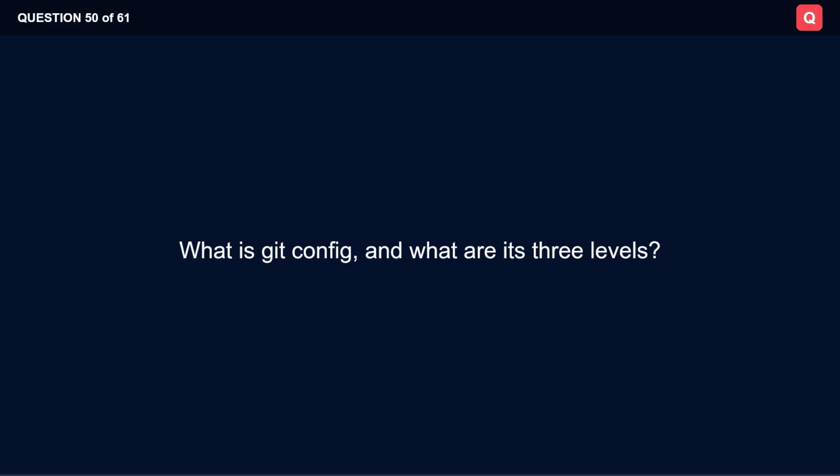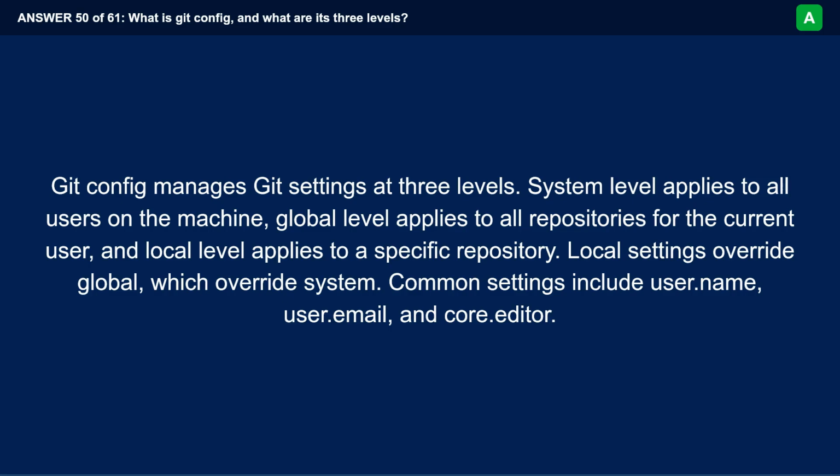What is Git config, and what are its 3 levels? Git config manages Git settings at 3 levels. System level applies to all users on the machine. Global level applies to all repositories for the current user, and local level applies to a specific repository. Local settings override global, which overrides system. Common settings include username, user email, and core editor.